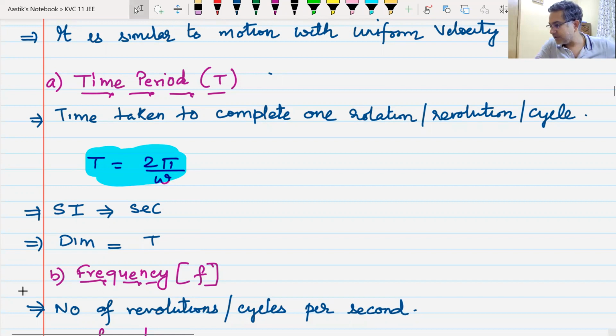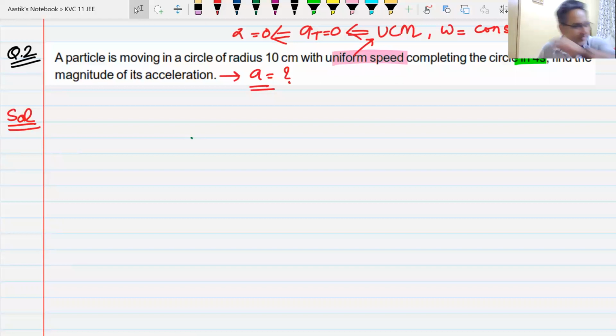You cannot forget time period, beta. It is a cardinal sin. You can probably murder a person and get away with it, but if you forget time period, you cannot get away in an IIT. No way. You just cannot forget what is time period.